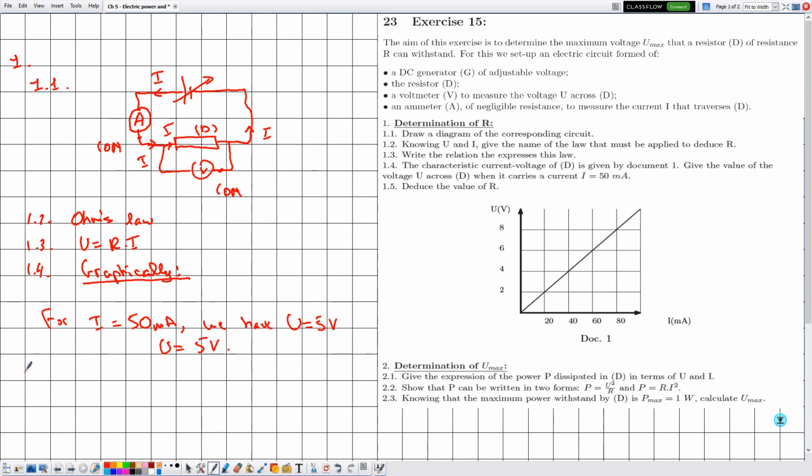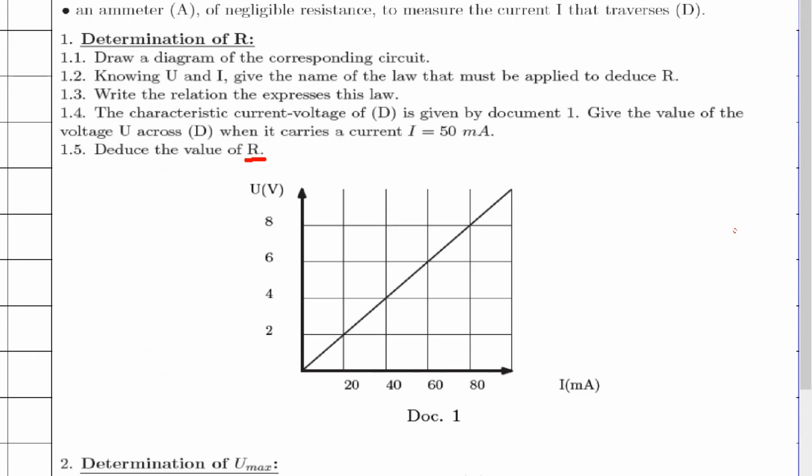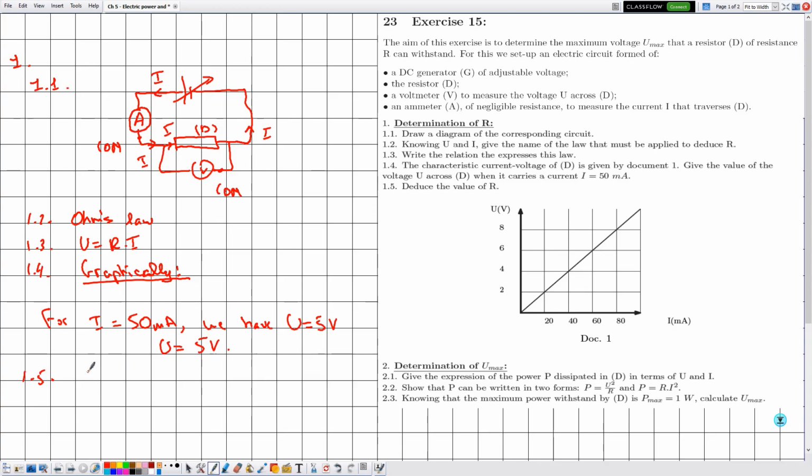Now as for part 1.5 they are telling me deduce the value of R, and by deduce it means that we need to use the previous parts. So notice that in this case R can be determined graphically using the slope method by considering 2 points, but since they told me deduce, the value of R can be simply found by applying Ohm's law, since in part 4 we know the value of U and the value of I. So let's apply Ohm's law to D.